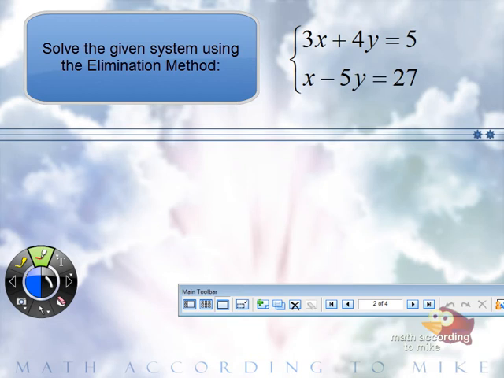So we'll use the elimination method for these guys. So we're going to change the directions here. So it should say solve the given system using the elimination method. So please make a note of that.